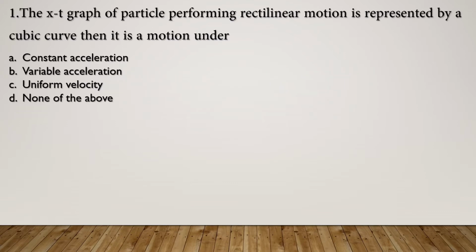Question number 1. The x-t graph of a particle performing rectilinear motion is represented by a cubic curve, then it is a motion under. Now we have seen in the theory part that when the x-t graph is cubic, the corresponding v-t graph is parabolic, and the a-t graph is going to be a straight line, that is an inclined line. So an inclined line in the a-t graph, like this.